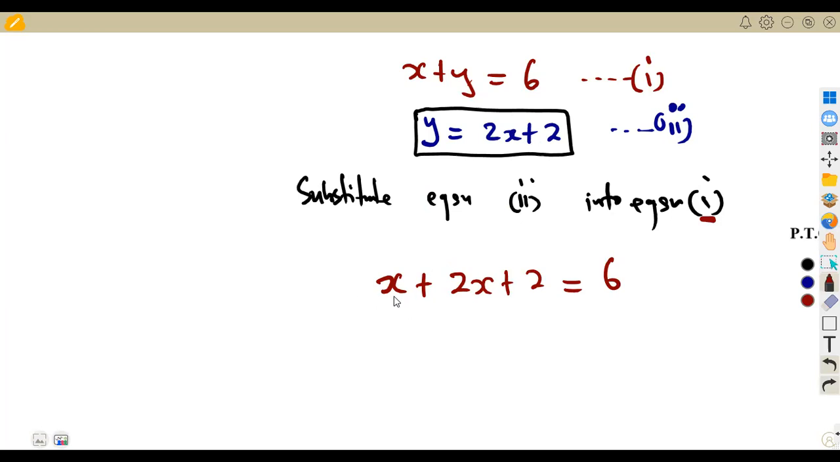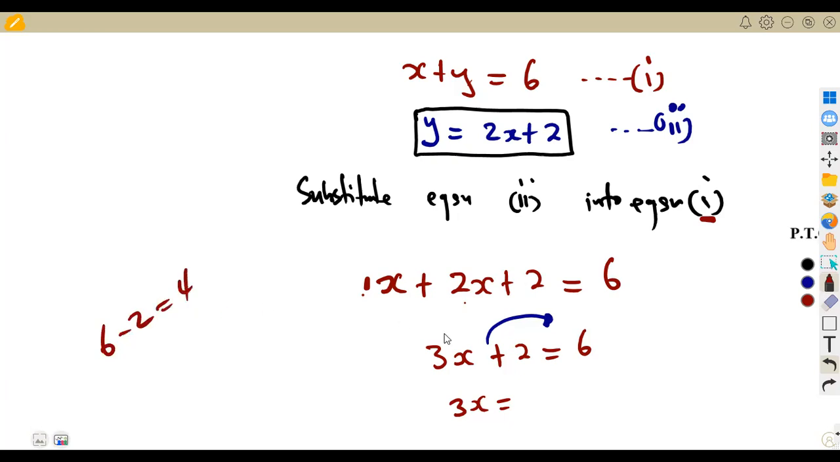So for x, because we are now just left with an equation that has got only x as the unknown, we can collect our like terms. This is same as 1x plus 2x, which is 3x. So this is going to give us 3x plus 2 is equal to 6. So to find the value of x, we can transpose 2 to the other side of the equation, which is going to give you a negative in that case. So that's 3x is going to be equal to 6 minus 2, which is a 4.